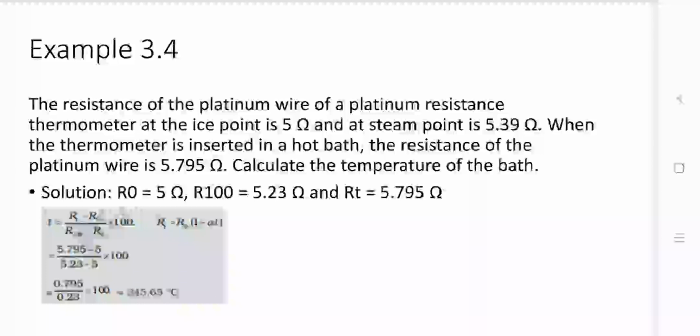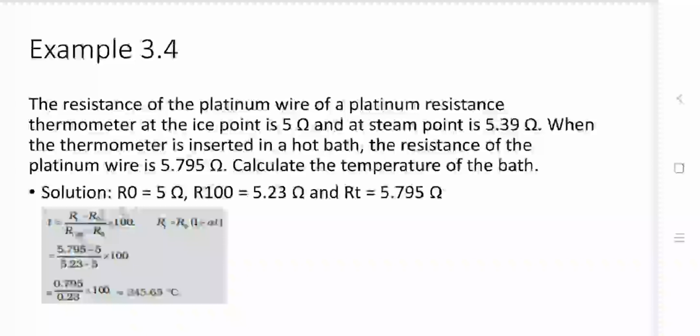When the thermometer is inserted in a hot bath, the resistance of the platinum wire is 5.795 ohm. So at the hot bath temperature the resistance is 5.795 ohm, and we need to calculate that hot bath temperature. So what is the equation? RT equals R0 into 1 plus alpha into T2 minus T1. Right? So we need to calculate the T.